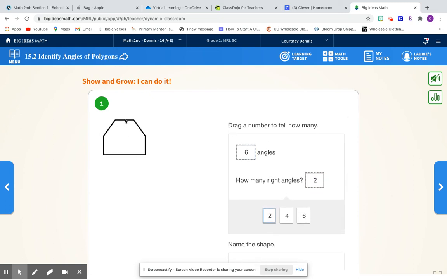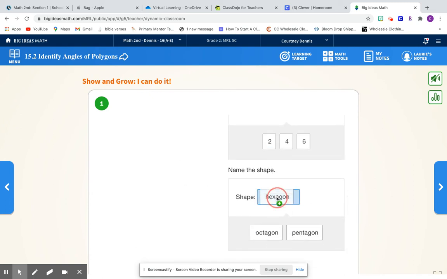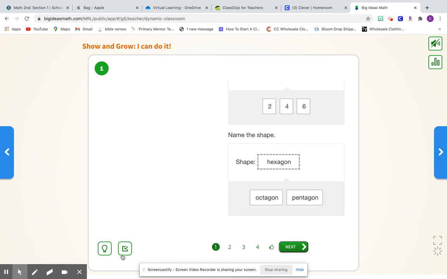And we said this shape has 1, 2, 3, 4, 5, 6 sides. So that makes it a hexagon. All right, let's check our answer.